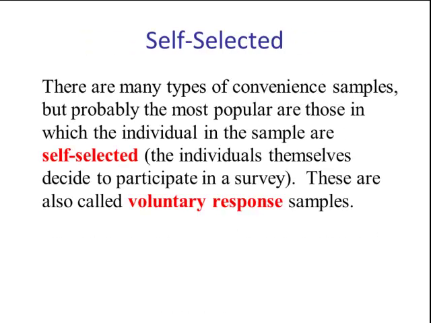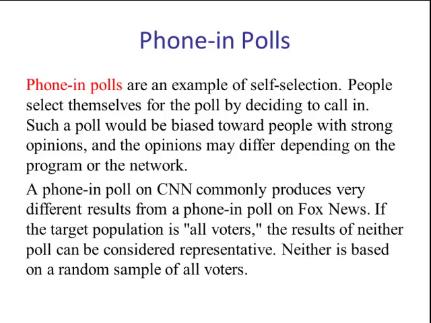There are many different types of convenient samples, but probably the most popular are those in which the individuals in the samples are self-selected. They choose to participate in the survey. These are also known as voluntary response samples. Phone-in polls are an example of self-selection. People select themselves for the poll by deciding to call in.